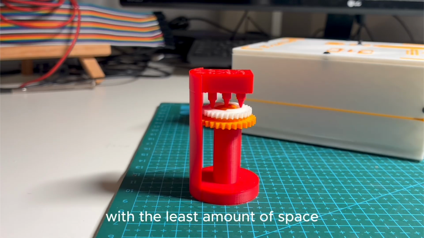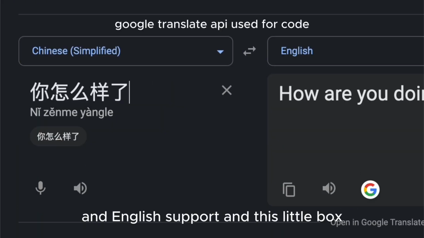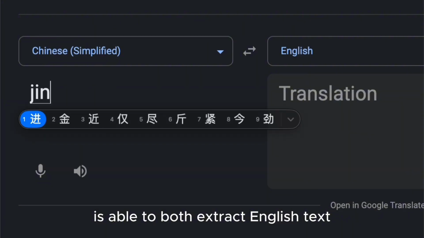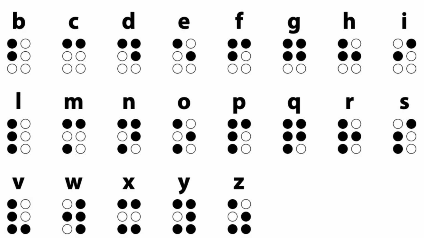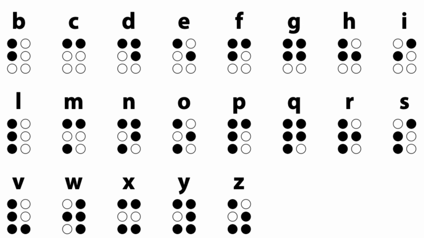This also offers both Chinese simplified and English support, and this little box is able to both extract English text as well as Chinese simplified characters and translate it into English and then to Braille, covering two of the biggest languages in the world.